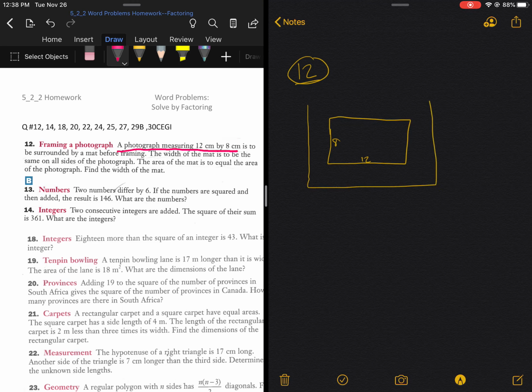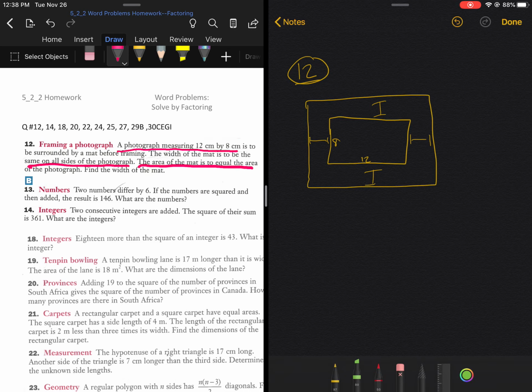It's to be surrounded by a mat before framing. So you surround it with a mat, and then they frame it. The width of the mat is to be the same on all sides of the photograph. So here is equal to here, is equal to here, is equal to here. But it doesn't say how much.